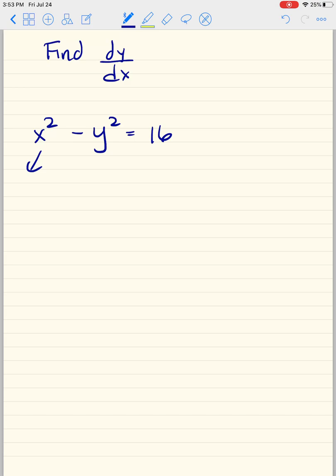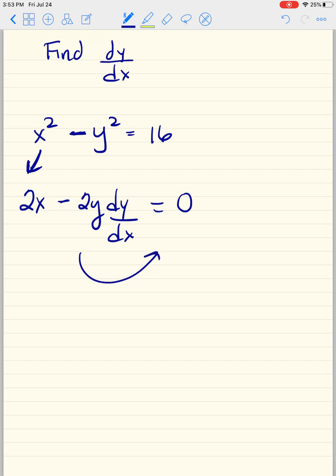Find dy dx. Perfect. This is just a sum or difference of 2. So it's just basic. There's no rules except for the power rule. Derivative of x squared is 2x. The derivative of y squared, 2y. Because it's a letter other than x, you got to do dy dx. The derivative of 16 is 0. I'm going to just move him here and then divide, right? I hope everybody can see that.